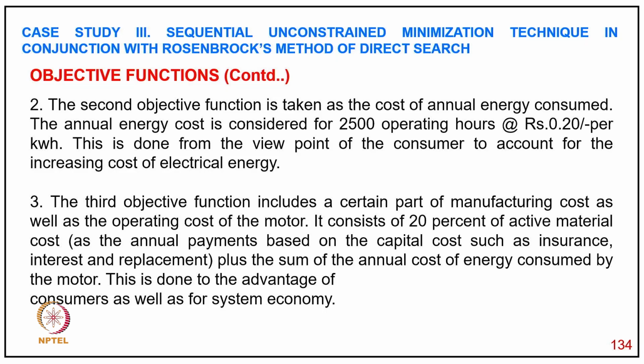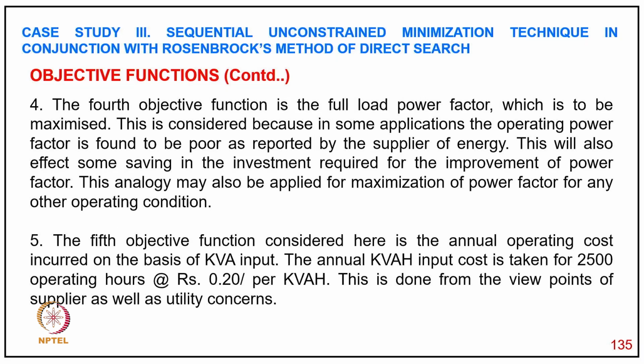And the third objective function is a certain part of the cost of material and operating cost, considering 20% of active material cost, and typically the annual payment based on the capital cost, such as insurance, interest and replacement, plus the sum of annual energy cost. Most of this is to the advantage of the consumer as well as the system economy.